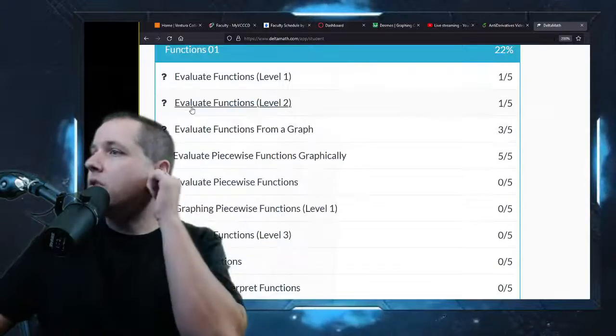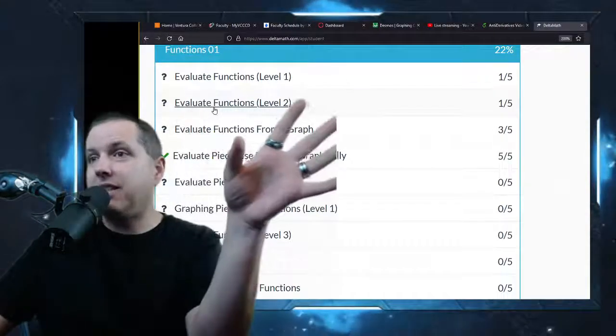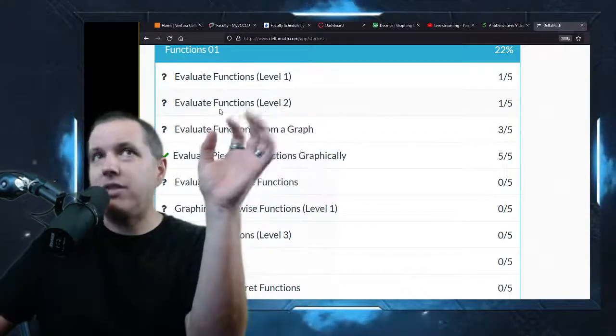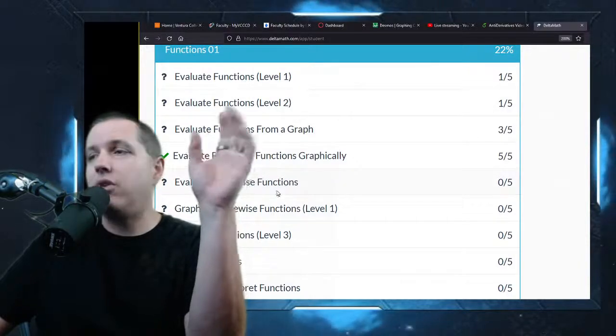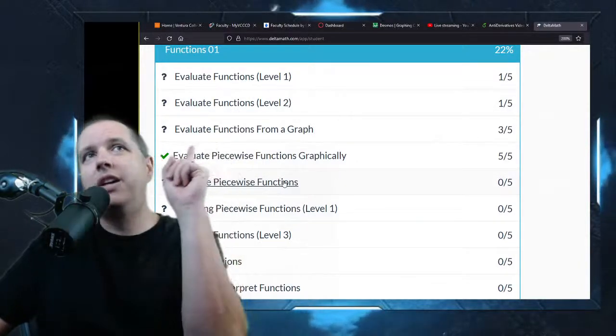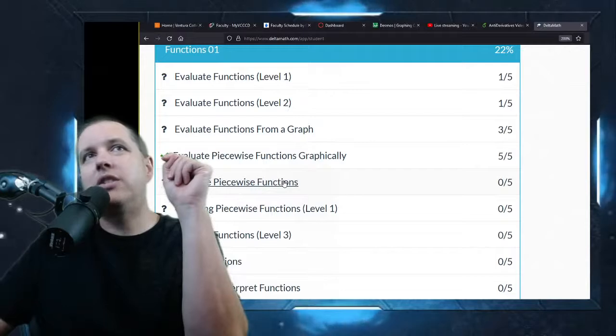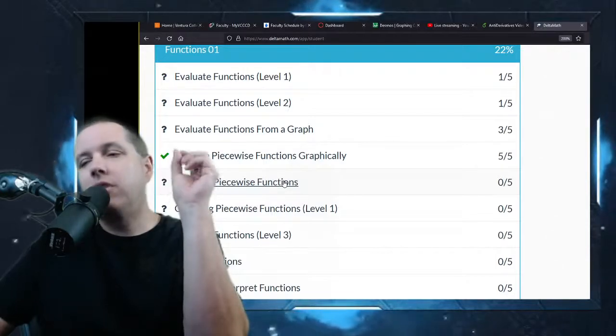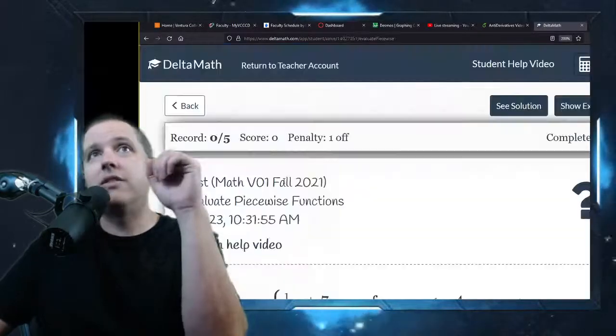So hopefully you kind of see it's basically the same game as dealing with non-piecewise functions. You do it the same way when you're doing it from the graph. All right, let's evaluate piecewise functions algebraically. So let's look at that.